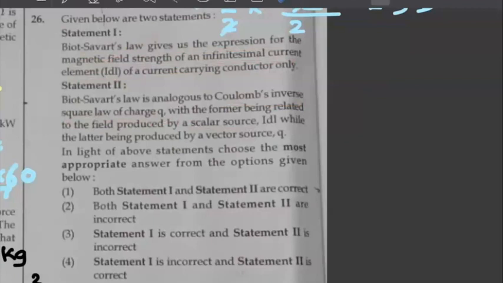And the former being related to field produced by a scalar source, while the latter by a vector source. In light of the above statements, choose the most appropriate answer. Statements 1 and 2 both are correct; statement 1 is correct and statement 2 is incorrect; statement 1 is incorrect and statement 2 is correct. So I think I will go with the first option.